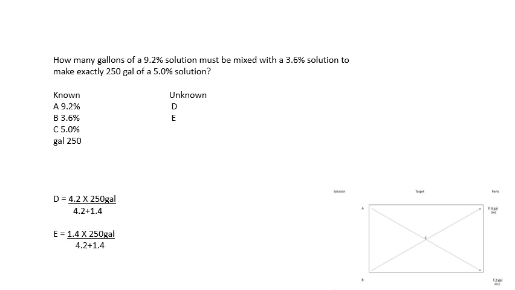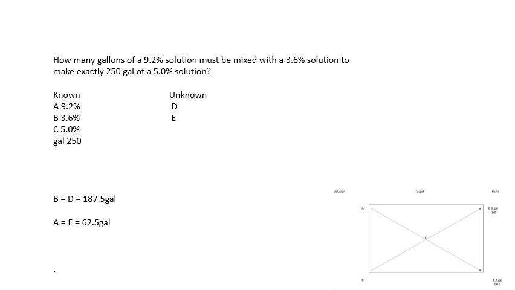Next, we're going to solve for gallons. So here's your chart for the gallons. So D times gallons divided by the sum of D and E added together, and E times gallons divided by the sum of D plus E. So 4.2 times 250 gallons divided by 4.2 plus 1.4, and 1.4 times 250 gallons divided by 4.2 plus 1.4. So you do your multiplication and addition. So you get 1,050 gallons divided by the sum of the parts of 5.6, and 350 gallons divided by the sum of the parts 5.6. So you do your math, and you get 187.5 gallons for D and 62.5 gallons for E.